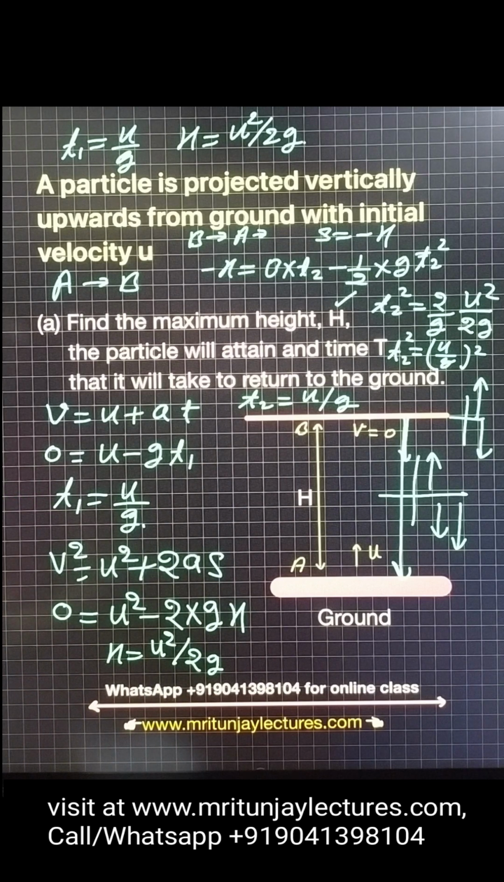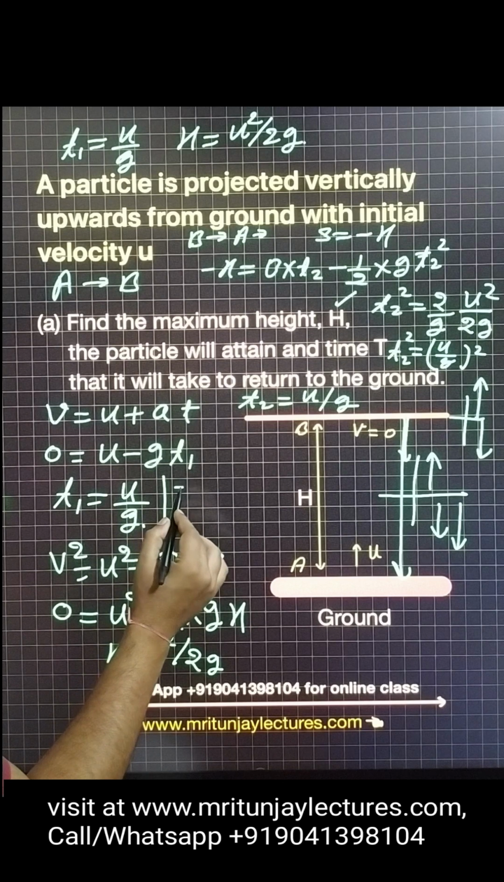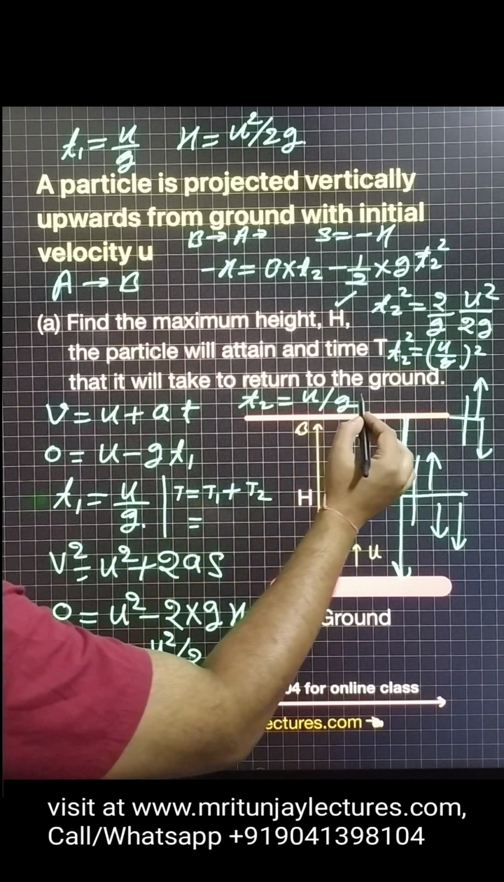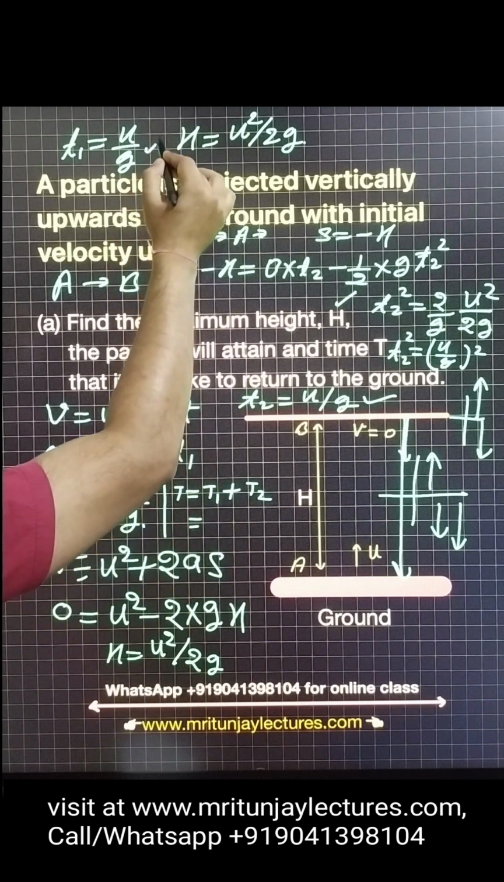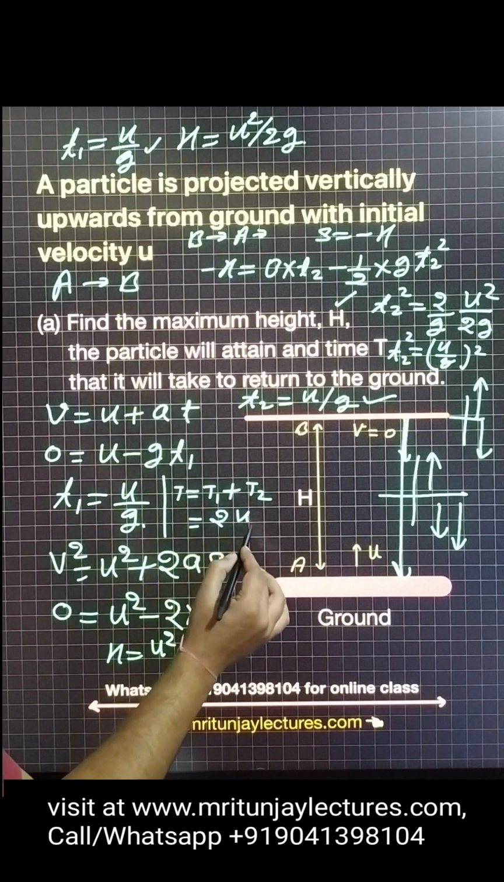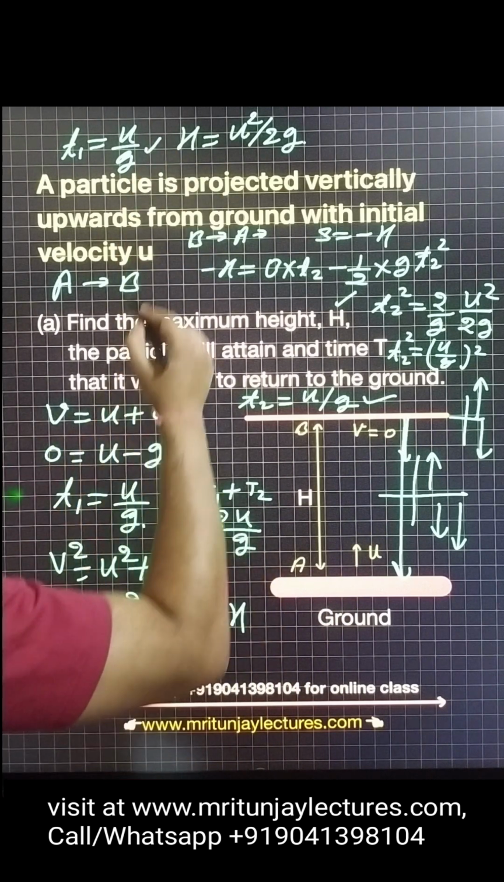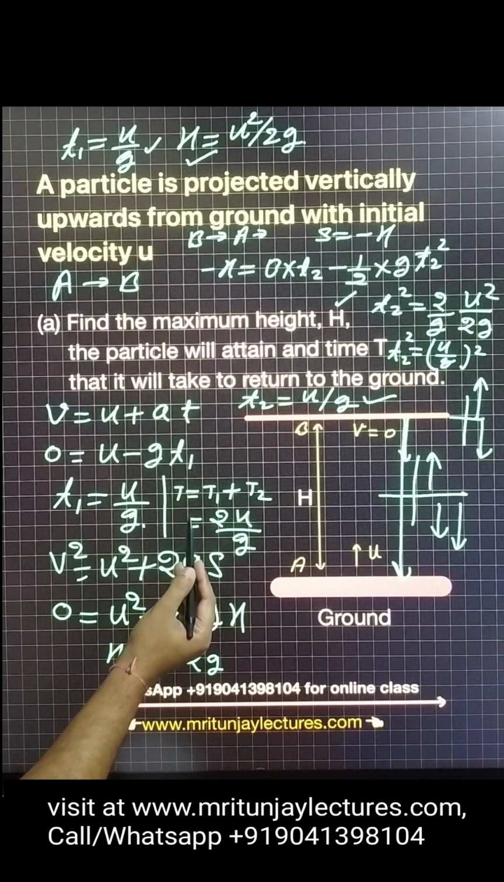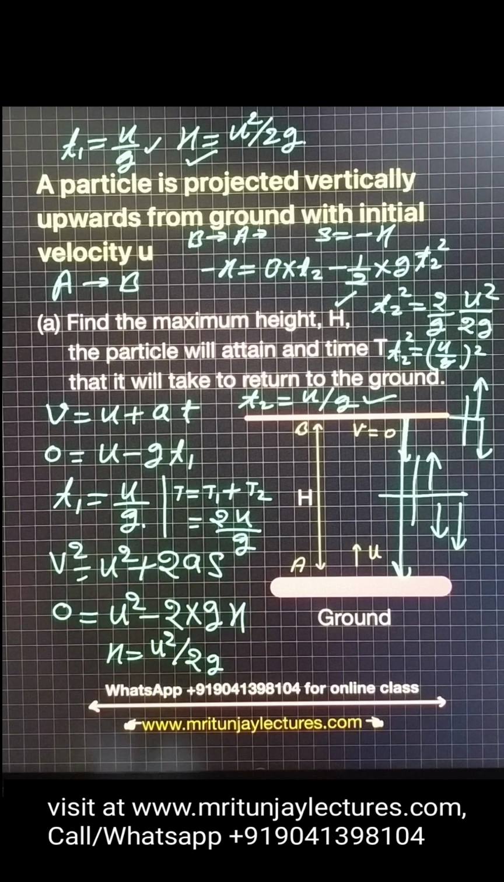Okay. So now next target is total time. Capital T is written as T1 plus T2. T2 is u by g, T1 is u by g. So that is 2u by g. Maximum height is u square upon 2g and total time is 2u by g. Make it.